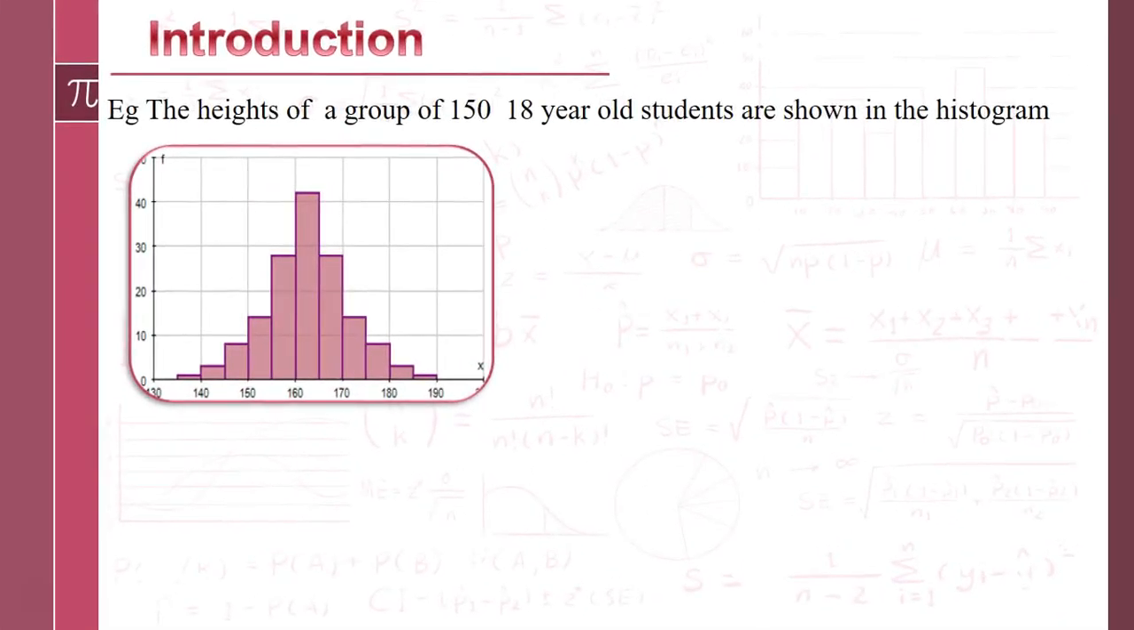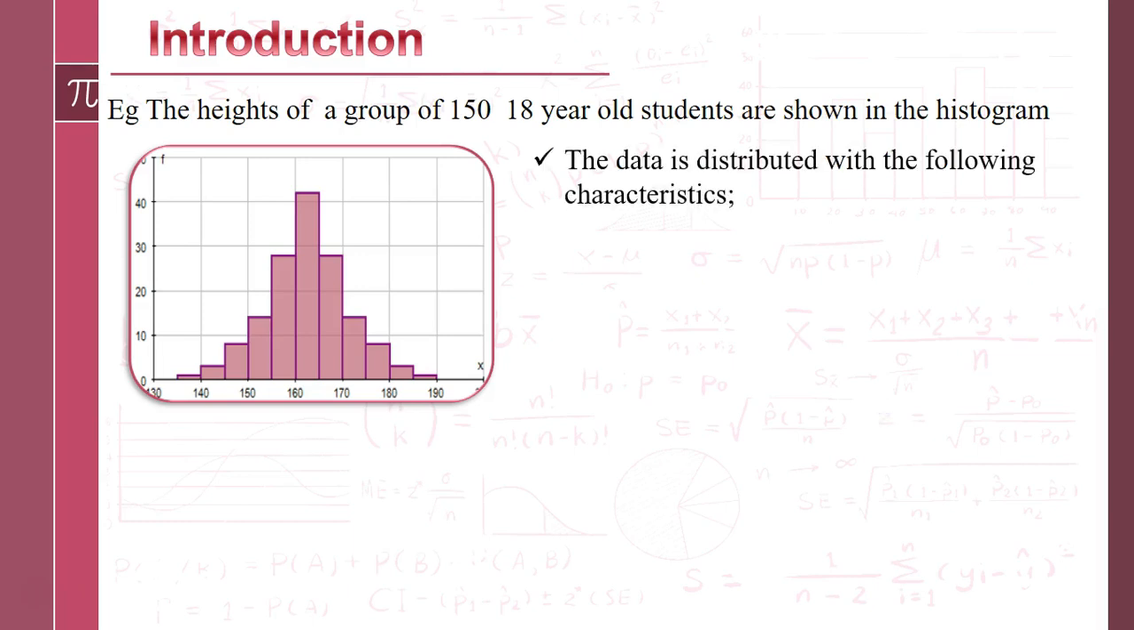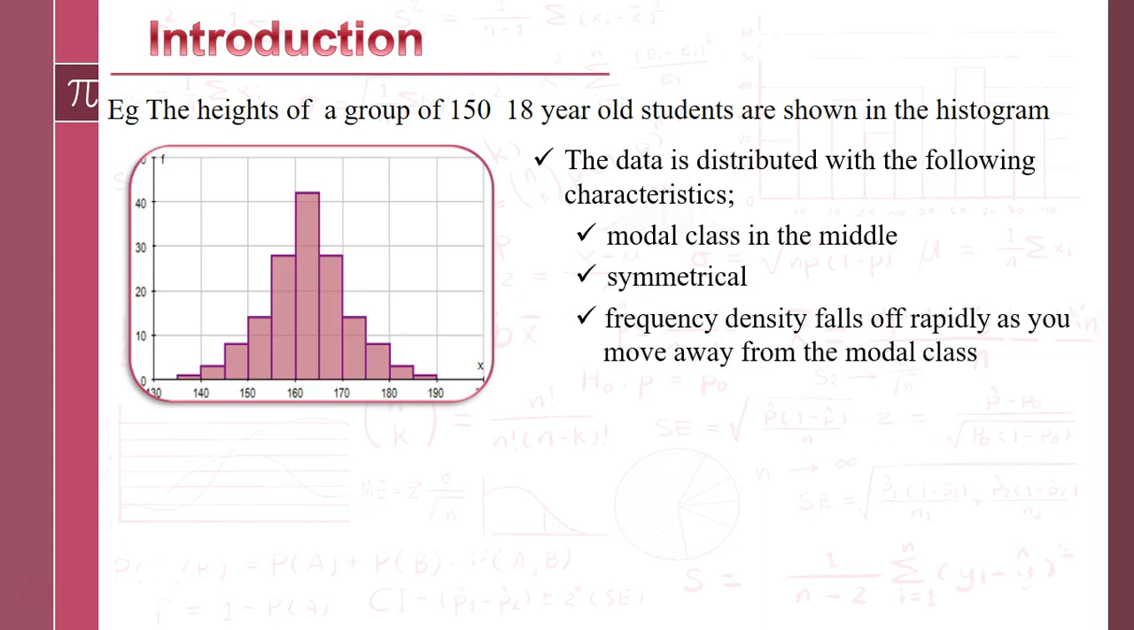So what we've got there is a histogram showing the heights of 150 18-year-old students. And you can see it's got the following characteristics. We've got the modal class in the middle. It's symmetrical, and the frequency density falls off rapidly as you move away. So basically what we're saying is for people who are measuring heights, most people will be kind of, if you want to call it, average height around the middle here. You get far fewer people that are very, very tall at this end or very short down this end. So what you get is this kind of shape with most people in the middle, and it falls away to either end.